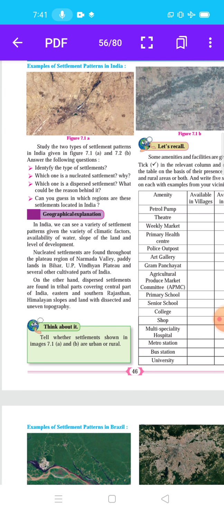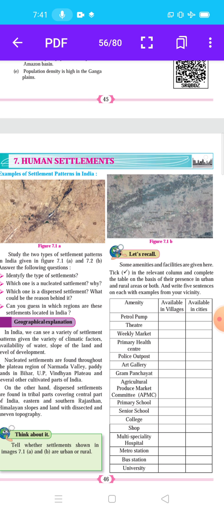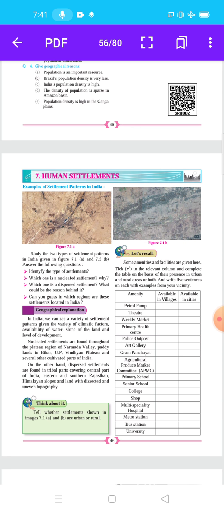Settlement in figure 7.1a is located in the North Indian plain. It might be the river Ganga basin. Settlement in figure 7.1b is located in hilly terrain covered with forest, and the road passing through leads to a dispersed settlement. These questions and answers are completed with the help of 7.1a nucleated settlement and 7.1b linear and dispersed settlement.